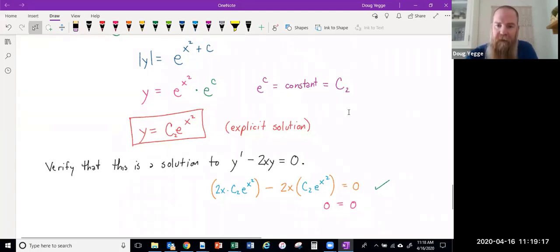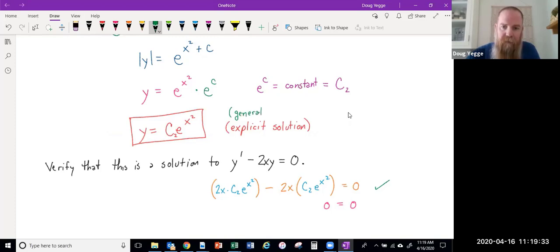Now, the last thing that I wanted to discuss here is that I mentioned earlier that this has another name. If not just an explicit solution, it is the general solution as well. In fact, even explicit solutions are general solutions. It's a general solution because it has C.